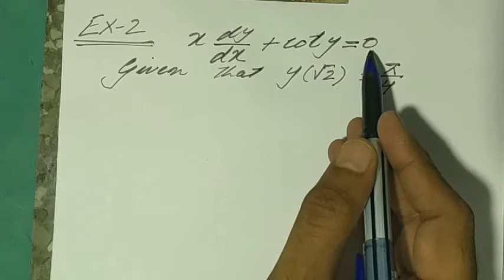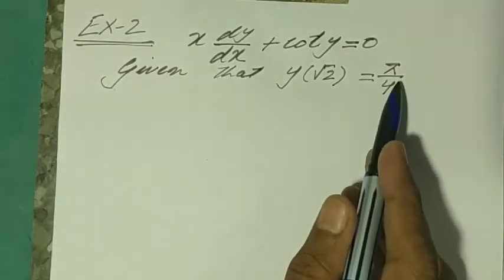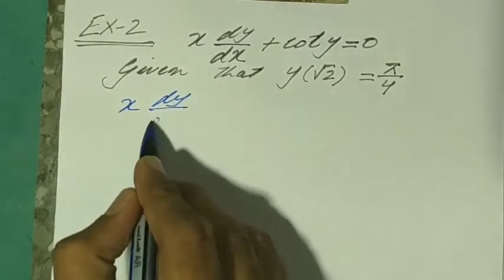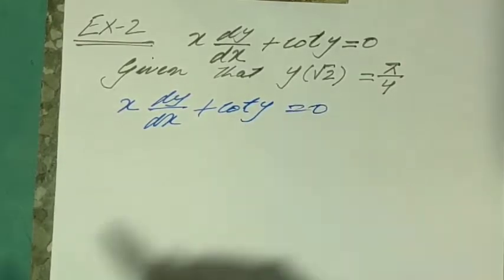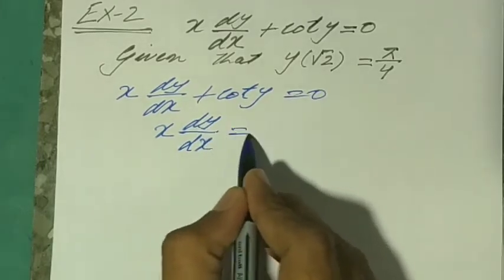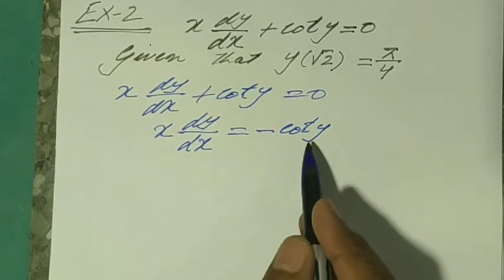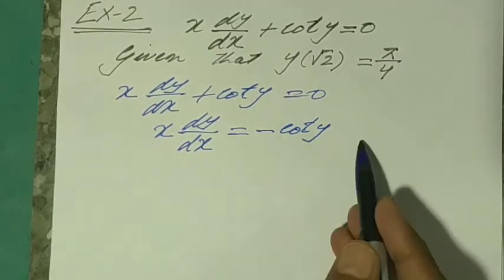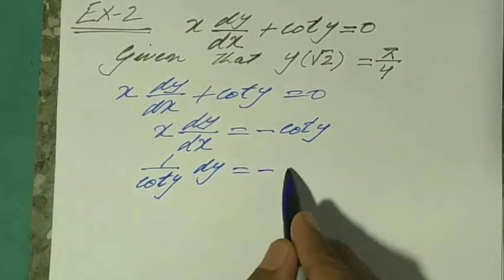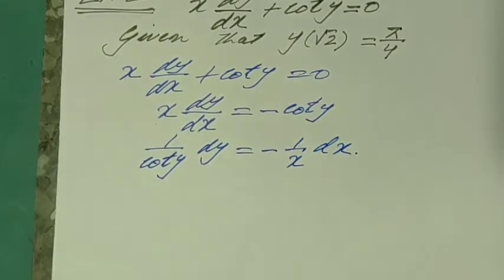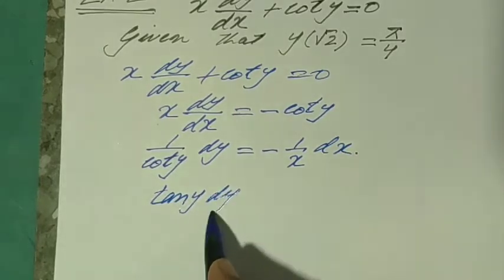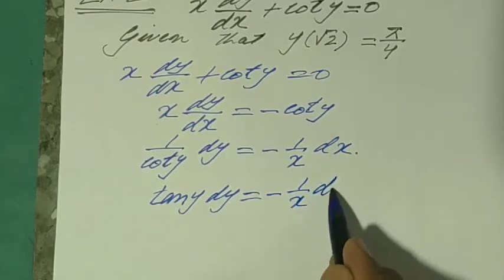x dy upon dx plus cot y is equal to 0, and given that y at root 2 is equal to pi by 4, that is the boundary value condition. First we transpose cot y to the right hand side, we get x dy upon dx is equal to minus cot y. Now transposing cot y to the left hand side and x and dx to the right hand side, we get 1 upon cot y dy is equal to minus 1 upon x dx. As we know, 1 upon cot y becomes tan y because cot is the reciprocal of tan, so we may write it as tan y dy is equal to minus 1 over x dx.